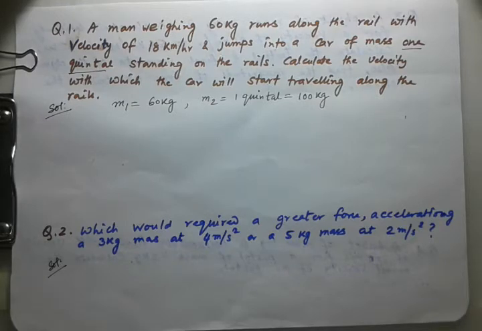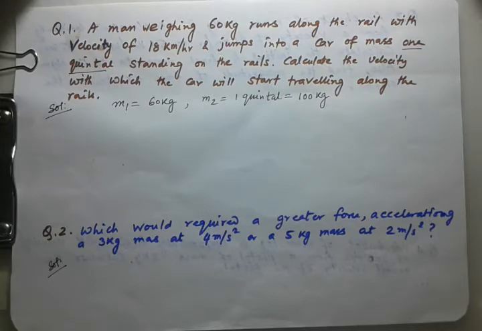A man weighing 60 kg runs along a rail with a velocity of 18 km per hour and jumps into a car of mass 1 quintal standing on the rails. So calculate the velocity with which the car will start traveling along the rails.